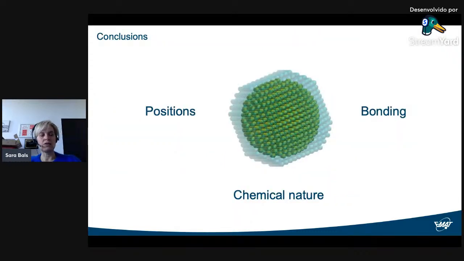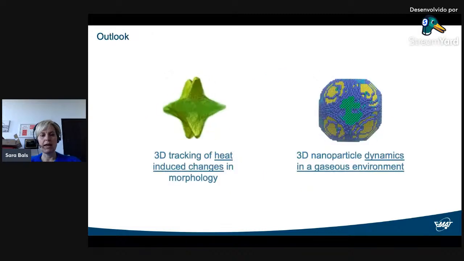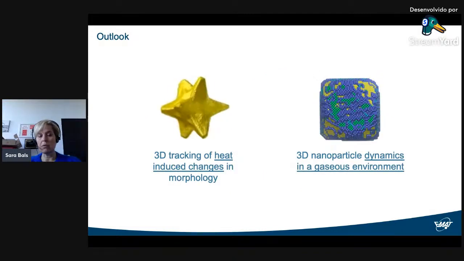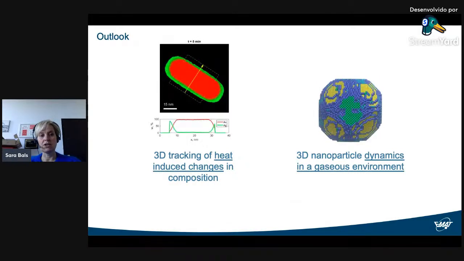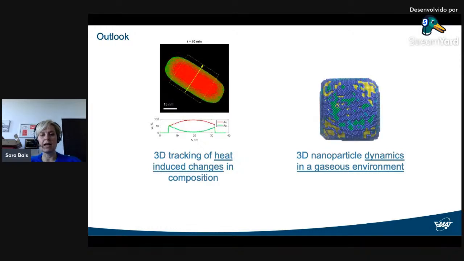I've shown you that electron tomography can be used to determine the positions of the atoms in a nanoparticle, but also to investigate chemical nature and bonding in 3 dimensions. And nowadays, we are even able to perform 3-dimensional tracking of heat-induced changes in morphology, as well as composition. And we are able to investigate 3-dimensional nanoparticle dynamics in a gaseous environment.